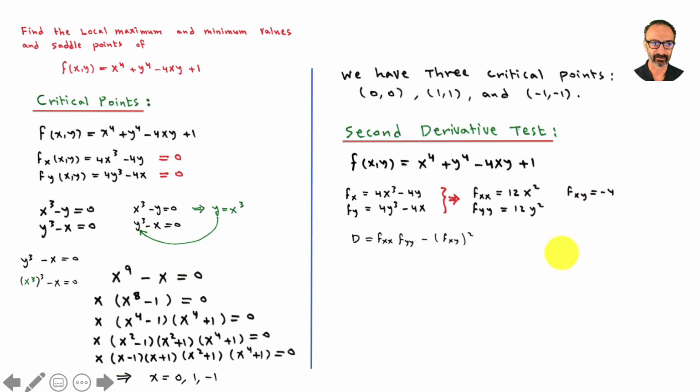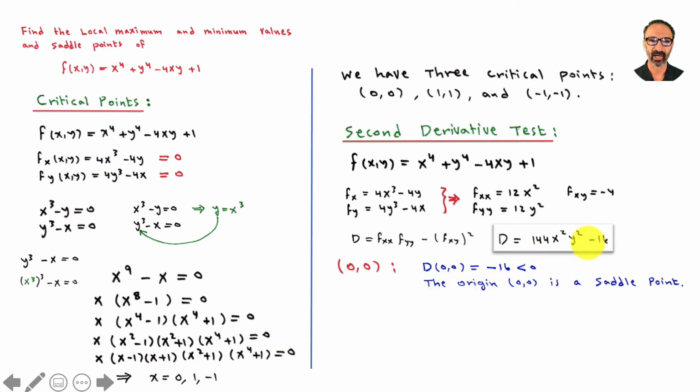So here's capital D. Just follow the steps, plug in the numbers, test if it's positive, negative, 0, and so on. We have 4 cases. Take one point at a time. Take the values that we found, put them right here to simplify. What's capital D? Capital D is 144x squared y squared minus 16. Take the 0, 0. Test it. Put 0 here, put 0 here. I have minus 16, which is negative. That's a saddle point. That's case number 3. So the origin is a saddle point.